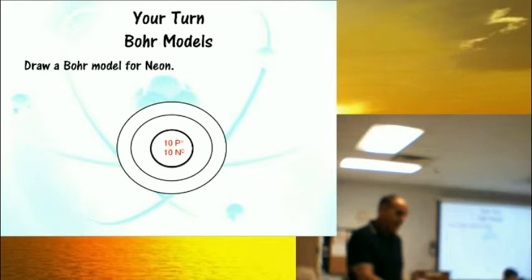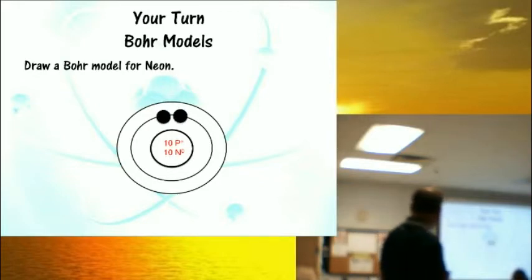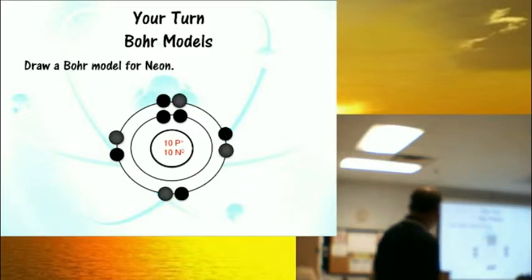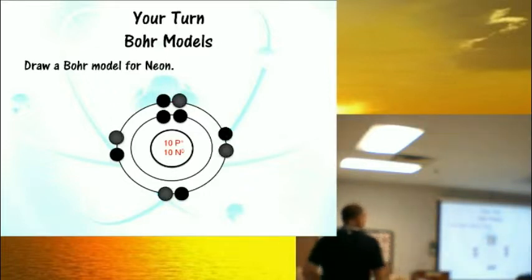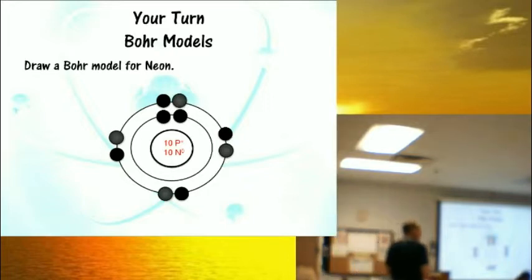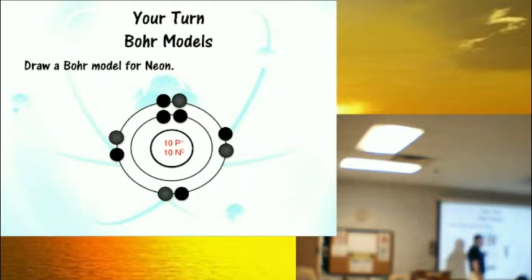Okay, this is what it should look like. There should be 2 in the first ring, and 8 in the second, for a total of 10. Remember, the electrons have to equal the protons. Questions?